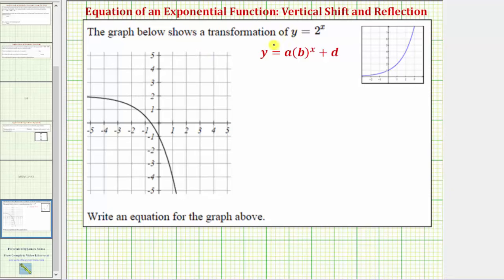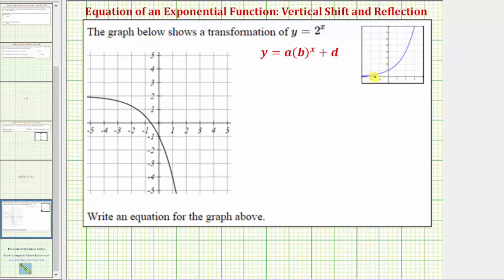The graph below shows a transformation of y equals 2 raised to the power of x. So comparing the given graph to the graph of the basic function y equals 2 raised to the power of x shown here, notice how the given graph has a reflection across a horizontal axis as well as a shift up.